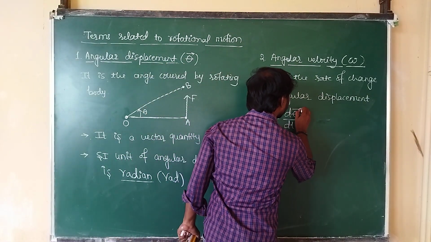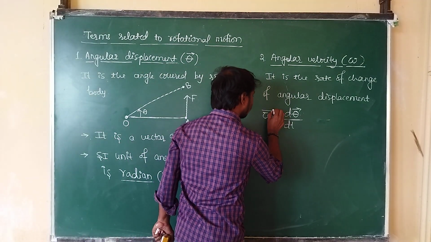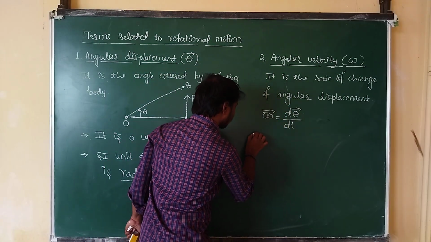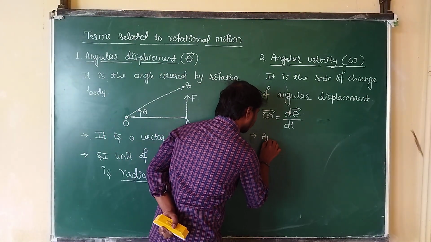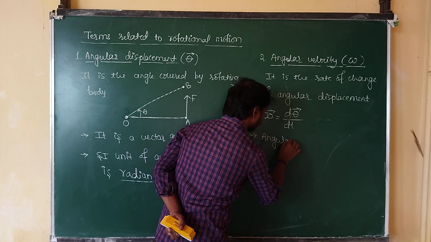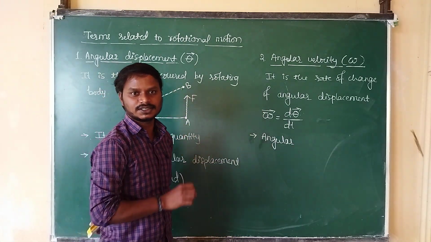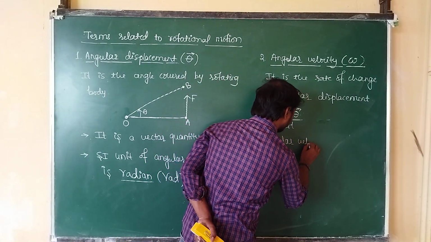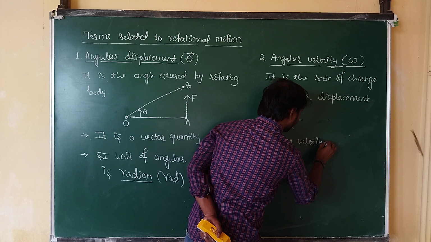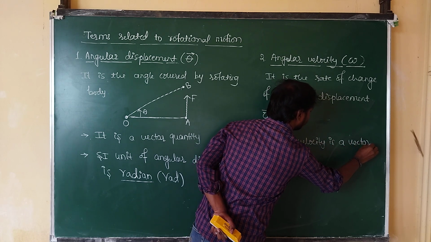Now, angular displacement is a vector quantity, then angular velocity is also a vector quantity. The first point about angular velocity: angular velocity is a vector quantity, because there is a change in angular displacement in a particular direction. That is why angular velocity is a vector quantity.